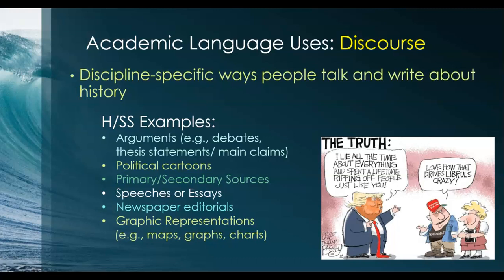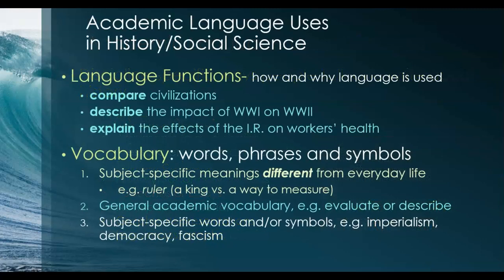Academic language uses also include discourse, which is discipline-specific ways people talk and write about history. So, for example, arguments or political cartoons, primary and secondary sources, speeches or essays, newspaper editorials, and graphic representations like maps or graphs or charts. And this is what discourse is. When students assess these types of discourse, they use these words: compare, describe, and explain.